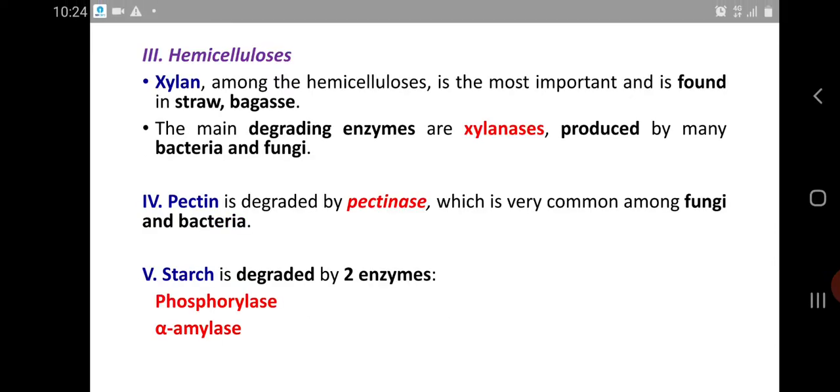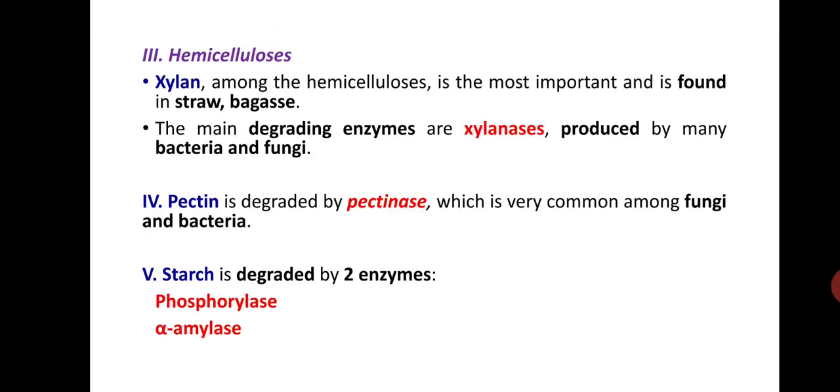Okay. Next is hemicellulose. Hemicellulose has different components. Xylan is one such component of hemicellulose, and it is found in straw, bagasse, etc. And the enzyme which is involved primarily over here is xylanase, right? From the word xylan, the enzyme degrading it is xylanase, which is produced by bacteria and fungi. Then the next category is pectin. It is degraded by pectinase, which is quite commonly found in fungi and bacteria.